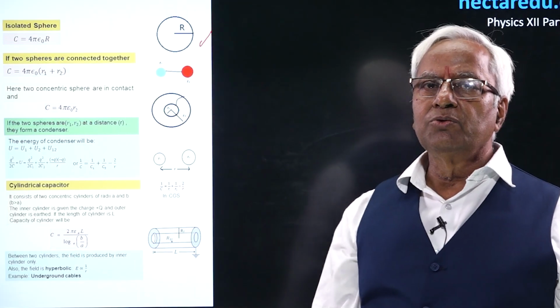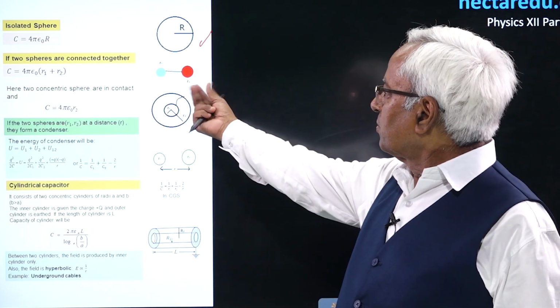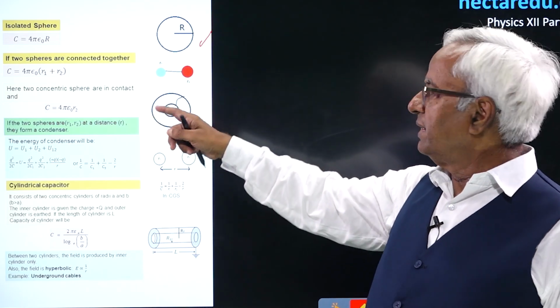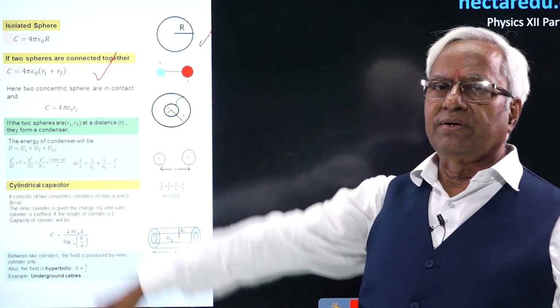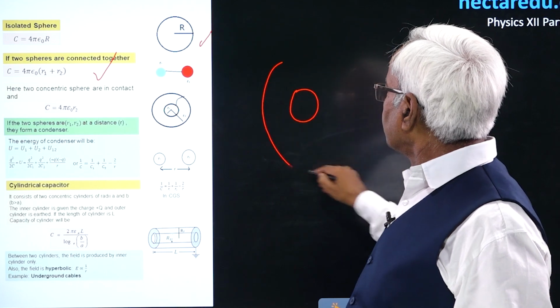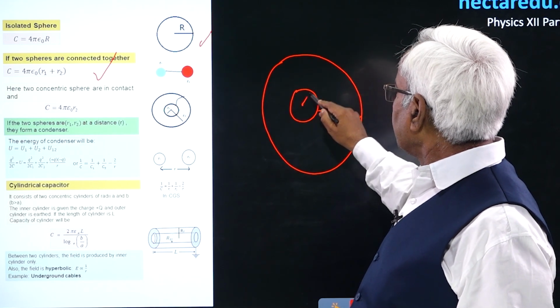If you are having two spheres and they are interconnected, but they are not concentric, they are apart, then in that case you are going to add the capacity of both the spheres. Suppose you are having two spheres and they are concentric, they are interconnected as well. Now what happens in that case?